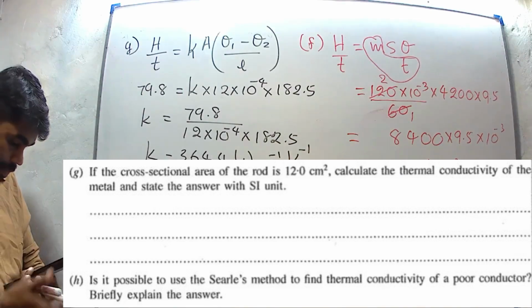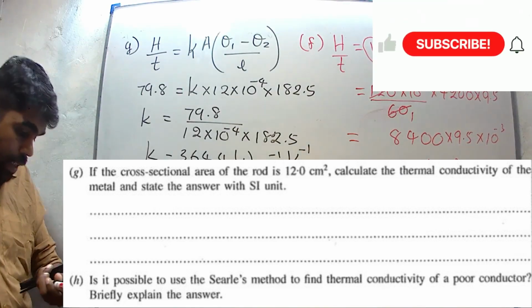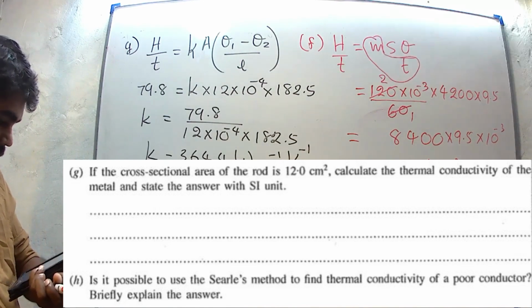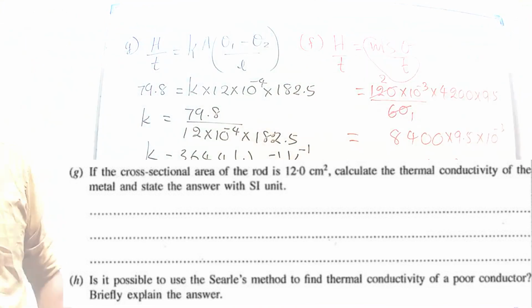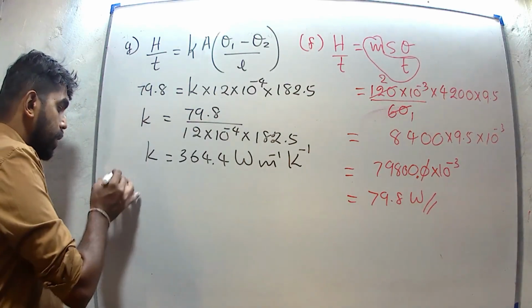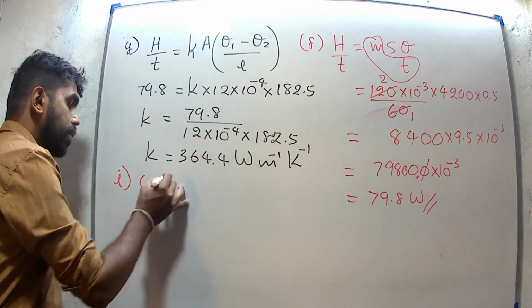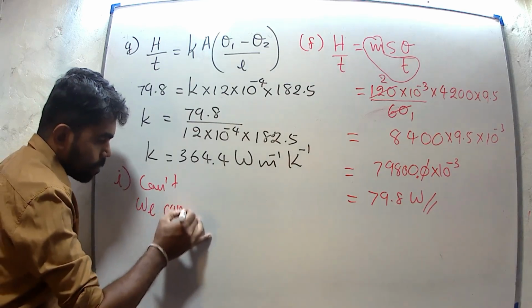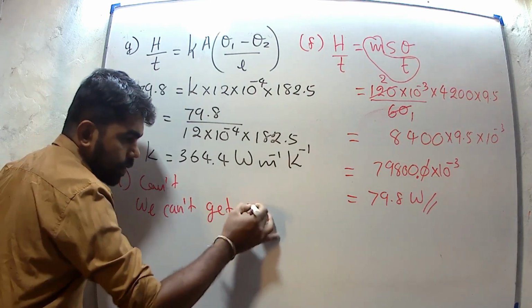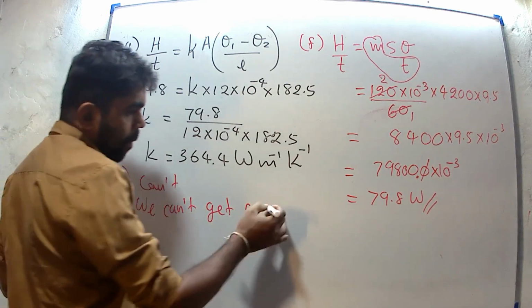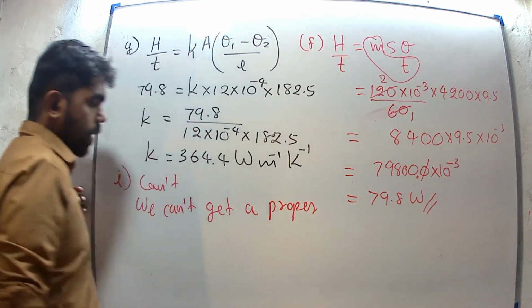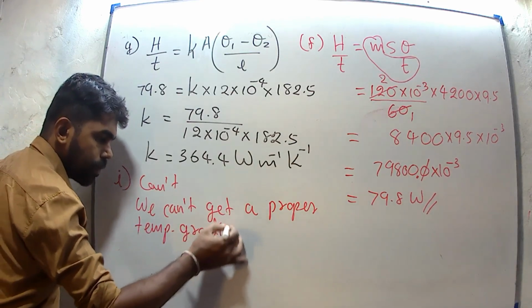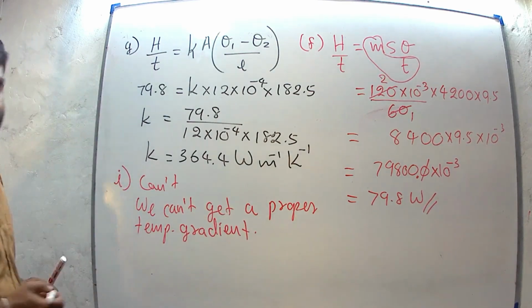Part H. Is it possible to use Searle's method to find the thermal conductivity of a poor conductor? Briefly explain the answer. No, we can't. Because we can't get a proper temperature gradient when using a poor conductor.